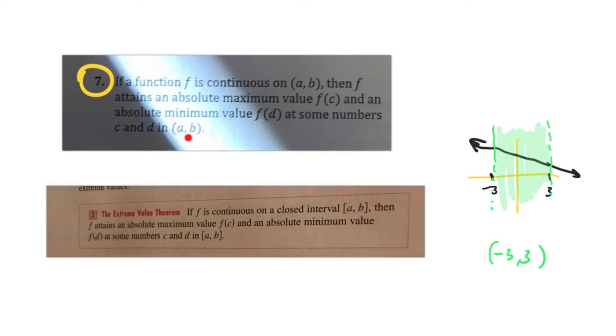The fact that these are parentheses means that that's an open interval. This is a closed interval. This is not the extreme value theorem. If they wanted to make a theorem about this, they would have said it, right? They wouldn't have done it this way, right? This is a theorem that they know is true, right? This is some weird thing.